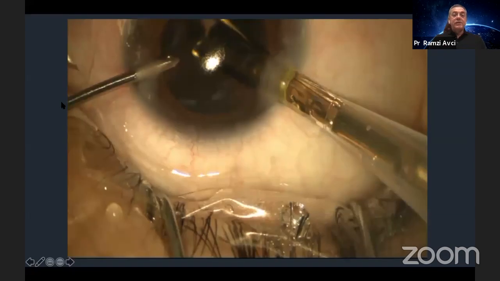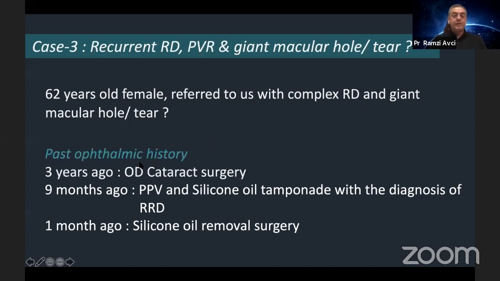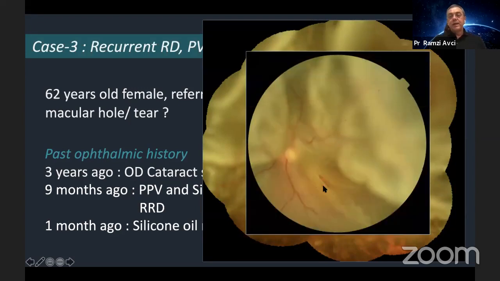This is another patient, a 62-year-old female with complex retinal detachment, a giant retinal macular hole or tear. I couldn't decide, maybe it's an iatrogenic tear. Three years ago she had cataract surgery, 9 months ago vitrectomy with silicone oil tamponade, and 4 weeks ago silicone oil removal. Just after the removal the retina detached and she was referred to our department with this picture, and you can see there's a large macular tear or hole on the macular area.